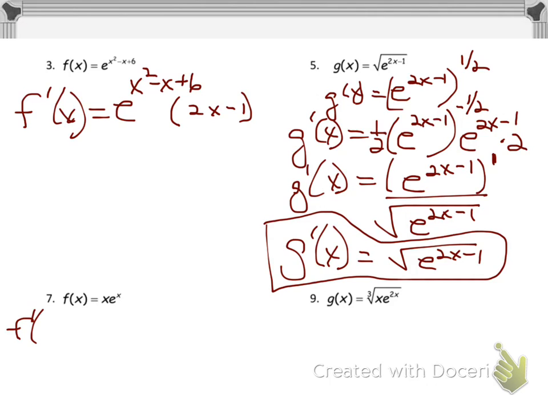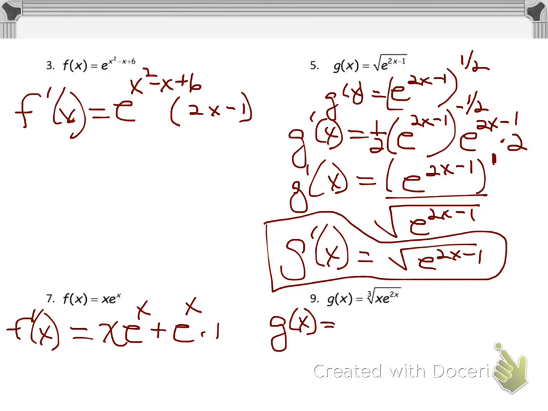So f prime of x, I see function times function, so I've got to do the product rule. Left d right plus right d left. Done. Okay, 9 is a little bit more exciting. I'm going to first rewrite it. So let's see how we're going to do this. If I have enough space, I think I do. So I'm rewriting it first, and I'm rewriting it as x e to the 2x raised to the 1/3 power.